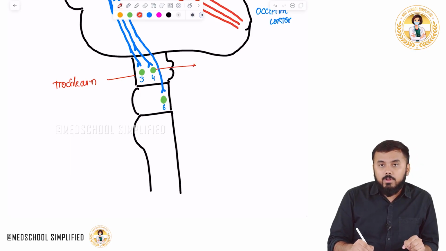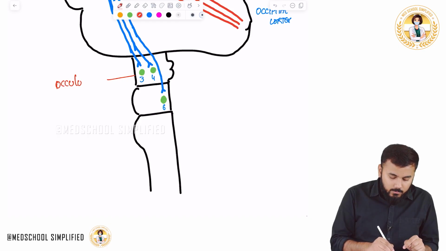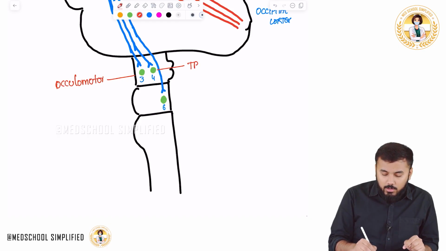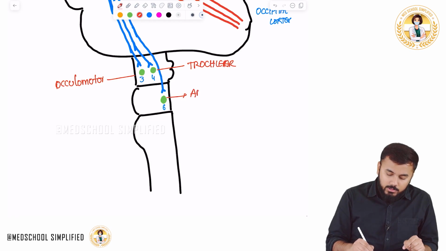The third pair of cranial nerve is called your oculomotor nerve, and this is called your trochlear nerve. The fourth is called trochlear, and the sixth is called abducens.